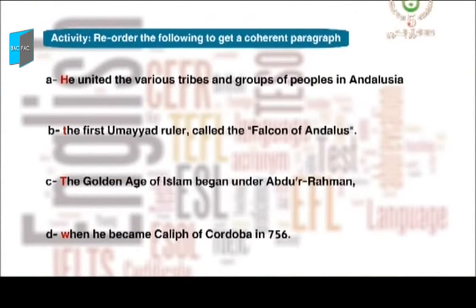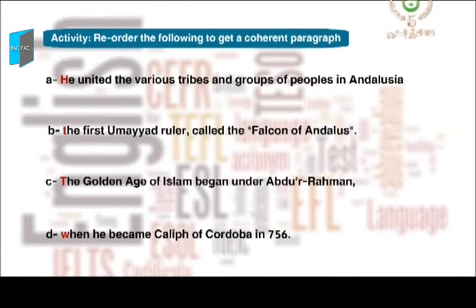Let's practice now. Activity 1. Reorder the following to get a coherent paragraph. Pay attention, in this type of activity, you are not asked to add any link word. Just reorder the sentences. Let's start with the first sentence. He united the various tribes and groups of peoples in Andalusia. Of course, this sentence can't be the first because it starts with a pronoun. And pay attention to the end. What about punctuation? There is no full stop, so the sentence is not finished.